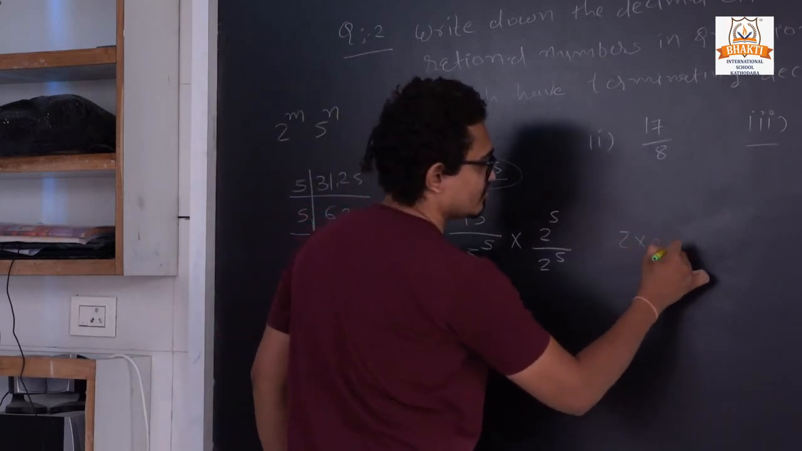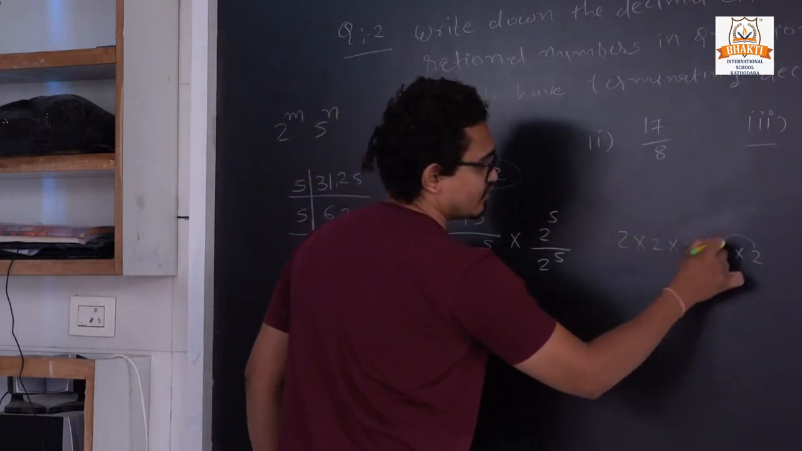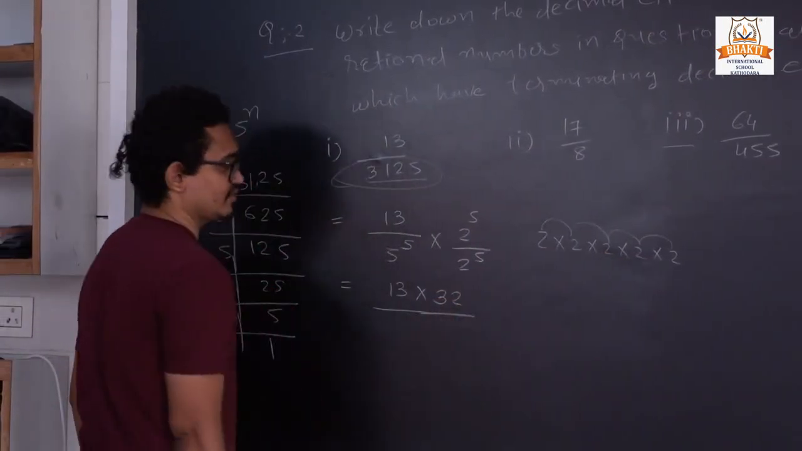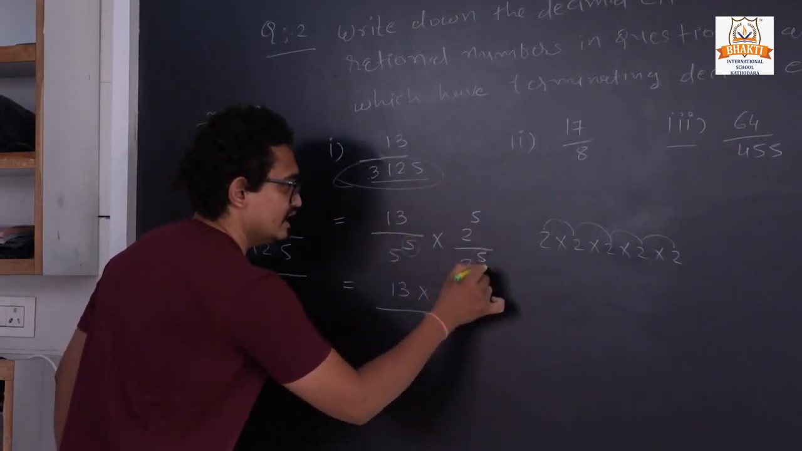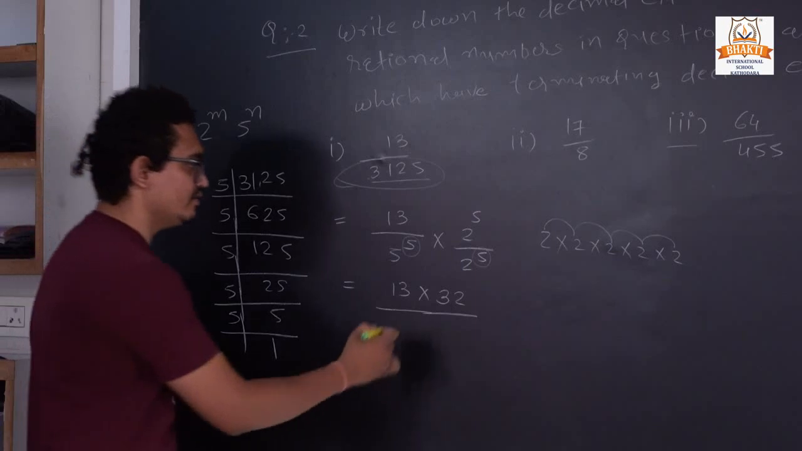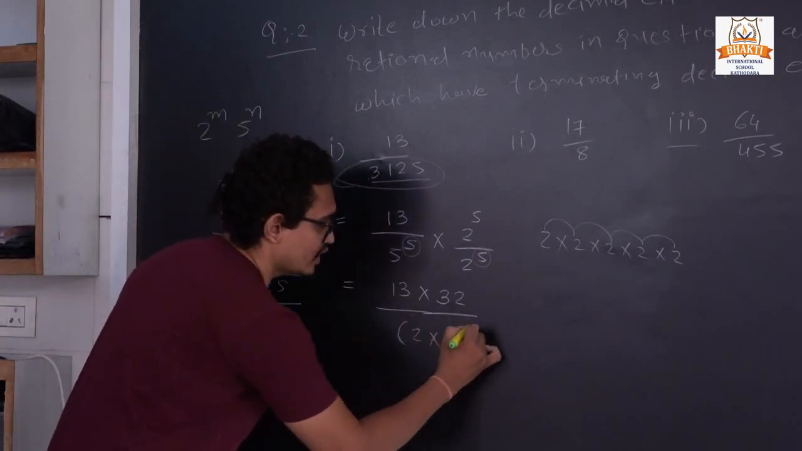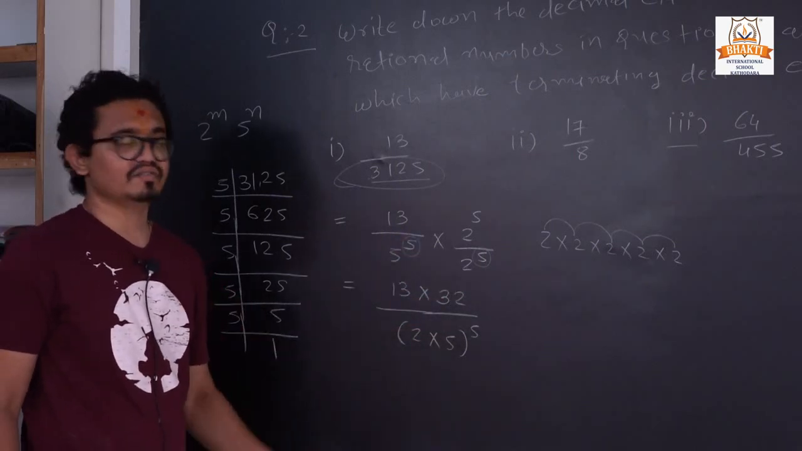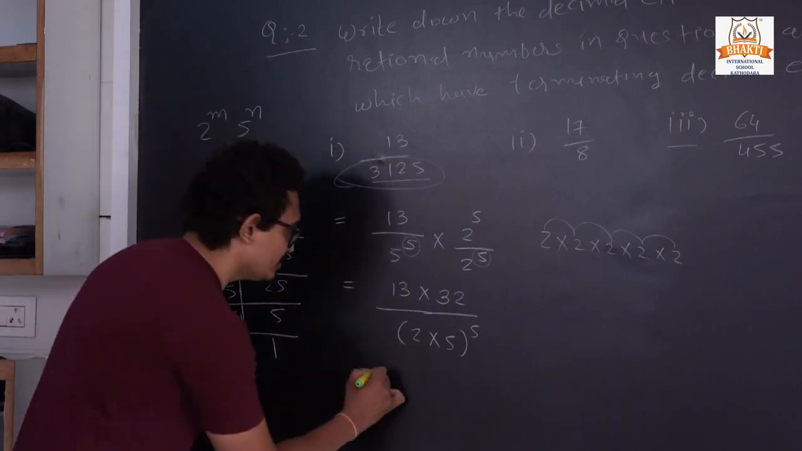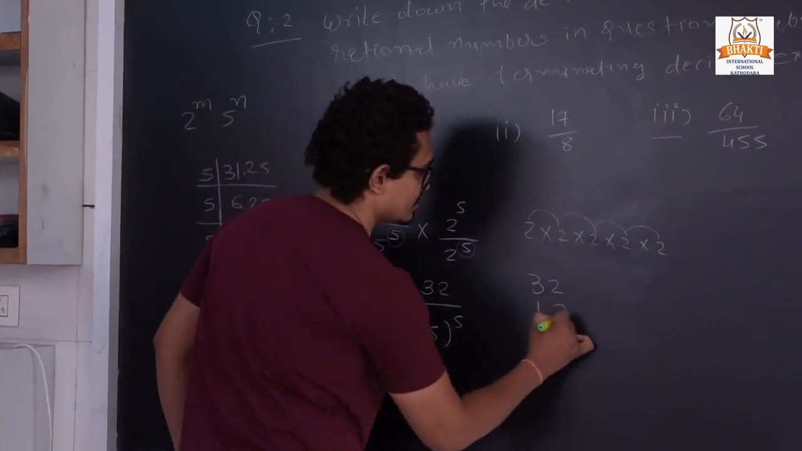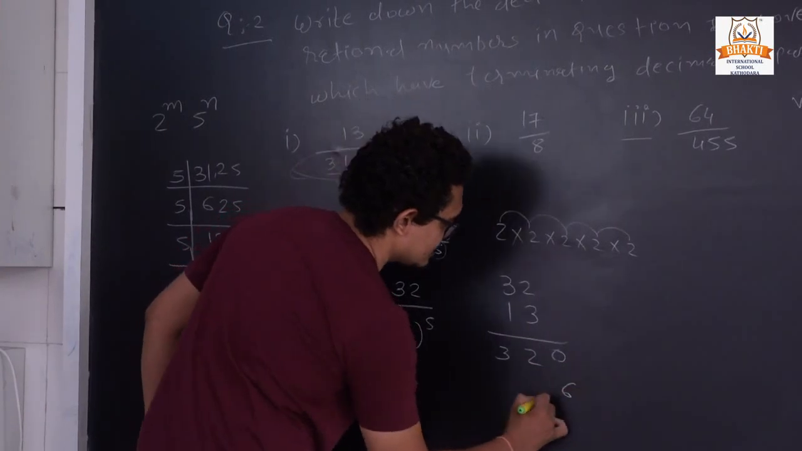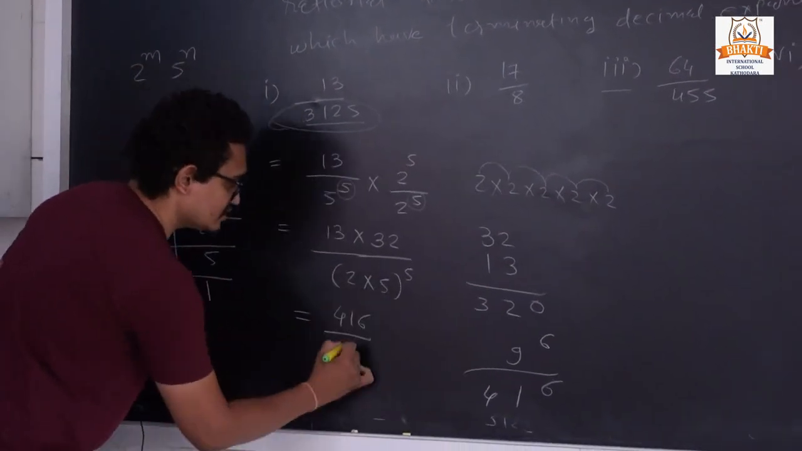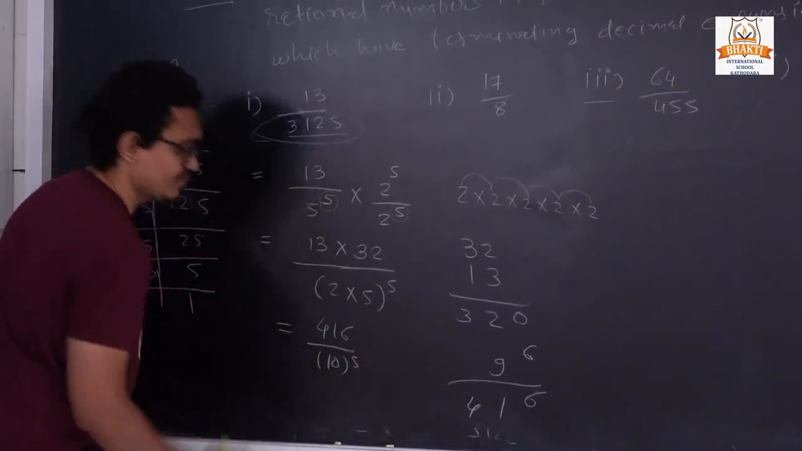So 5 times 2: 2 2s are 4, 4 2s are 8, 8 2s are 16, 16 2s are 32, upon... Here both have the same power 5. So we can also write 2 into 5 all raised to 5, because these both are in multiplication and both have the same power. Now 32 into 13, so the answer is 416 upon 5 2s are 10, all raised to 5.